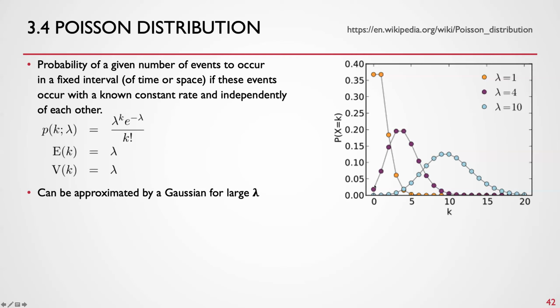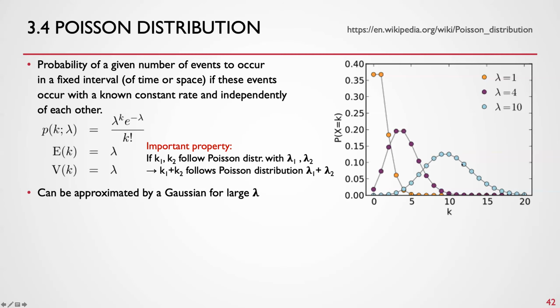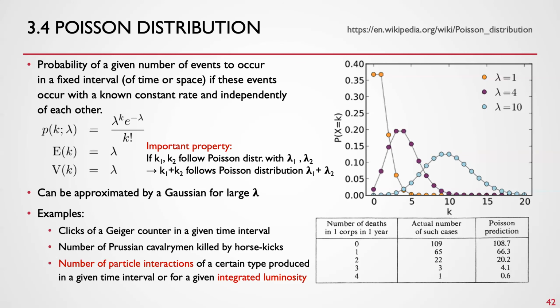For lambda equal 4, which is the distribution if we expect a rate of on average 4 events, it already resembles a Gaussian, but has a higher tail to high values. For 10, it almost looks like a Gaussian with a location parameter of 10 and a width of square root of 10. So that's roughly 3, a little bit more than 3. So this is the Poisson distribution.